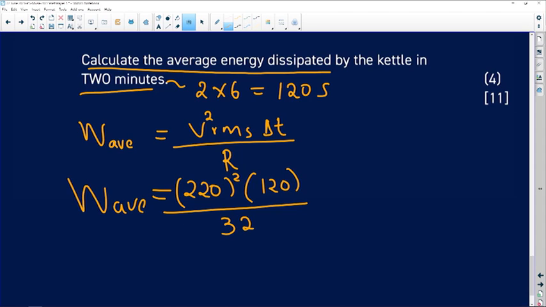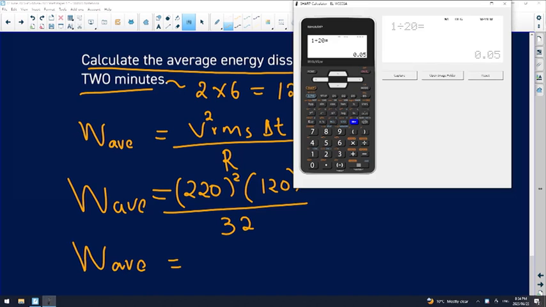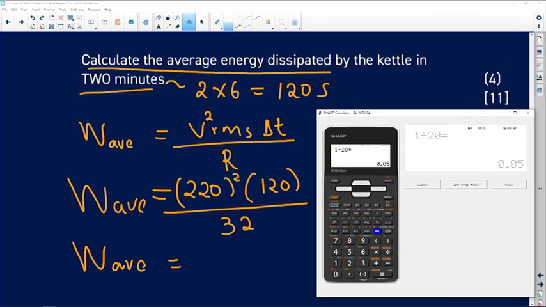This is the average energy. Now we just go to our calculator and punch in what we have here. We have 220, don't forget to square it, so 220 squared. We multiply by 120, and then divide by 32.